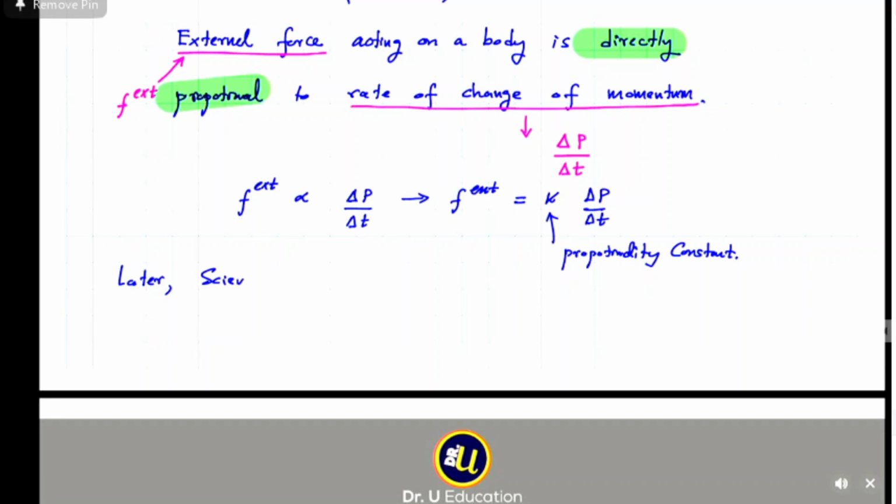Later, scientists found that this proportionality constant is equal to 1. How come? By experiment. They found it by experiment. Okay. So we conclude F external is equal to delta P over delta T.